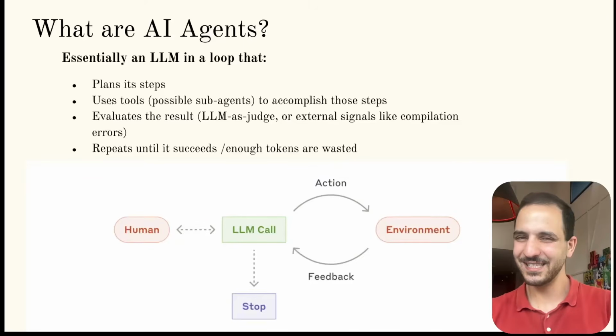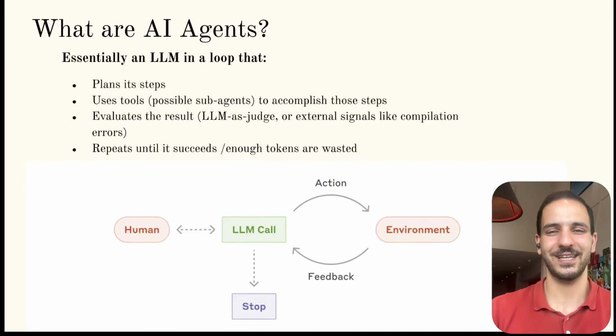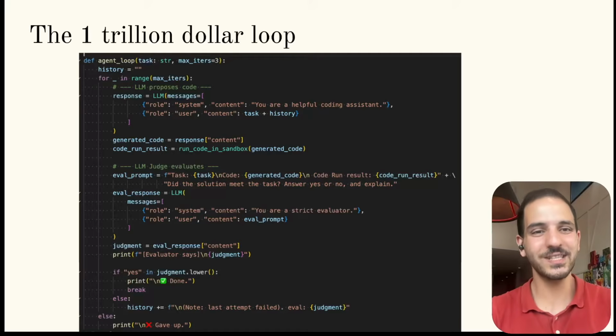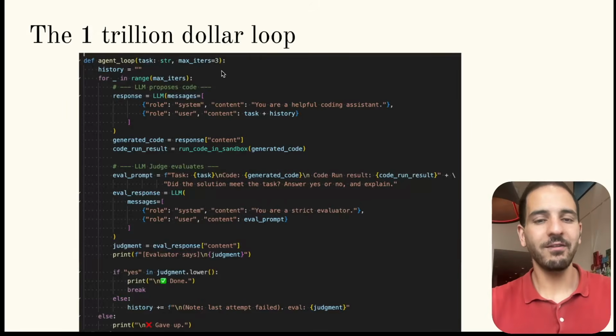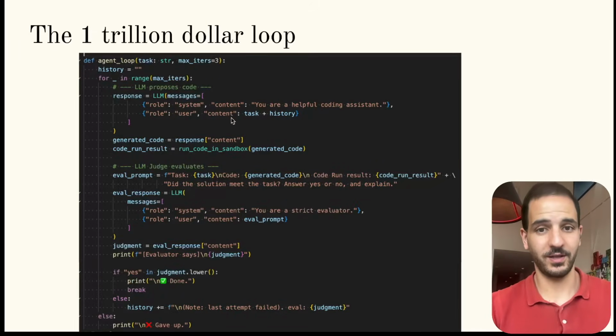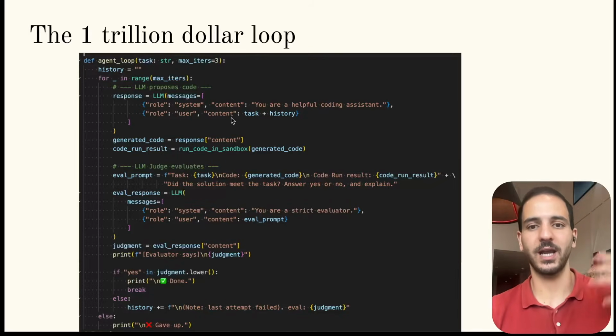Does it still feel hazy and abstract? Let's take a look at an example. So this is what I like to call the $1 trillion loop. This is a very basic coding agent. We have a loop with the maximum number of iterations, so we don't run indefinitely. And we have a system prompt that instructs the LLM to be a helpful coding agent. Then we have the task, which could be writing a function or writing a class.